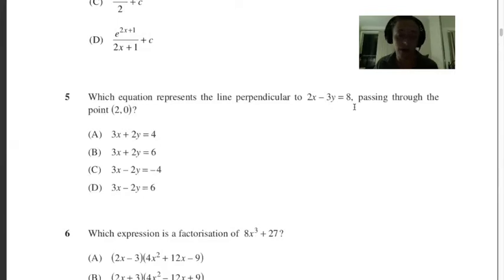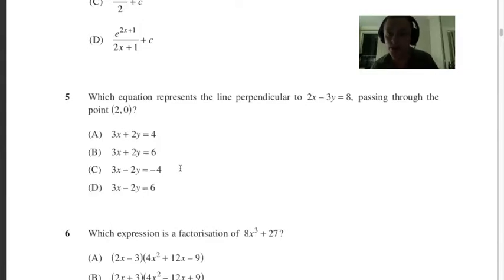Then with that gradient, I'm going to use that gradient to obtain the perpendicular gradient. With that perpendicular gradient, I'm going to make it go through this point, (2, 0), and find the equation that satisfies that scenario, those properties. And that will be very easy to see with a diagram.